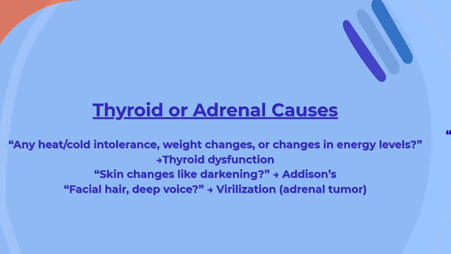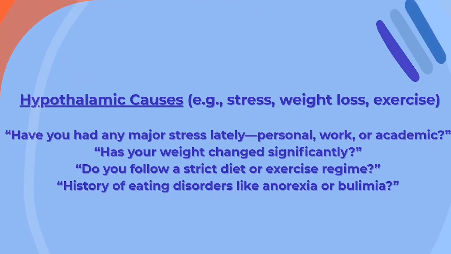Lastly, the hypothalamic causes. Take a systemic review and then go to the personal history. What do they do for a living? And have they been experiencing any stress at work lately? The weight changes have already been asked. Then ask, have you been following any strict diet, any recent changes in your diet, or have you been working out more than usual? Ask, do you have any history of eating disorders? This is going to rule out anorexia and bulimia as a cause of amenorrhea.